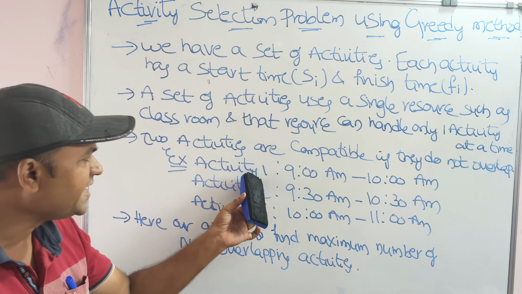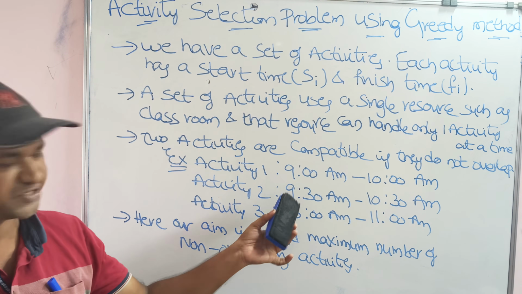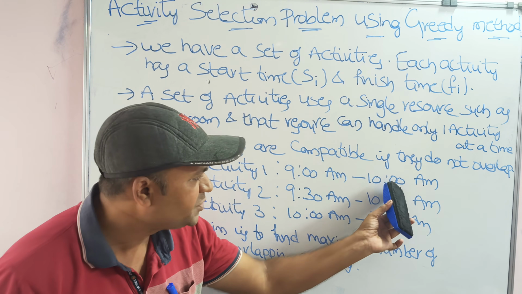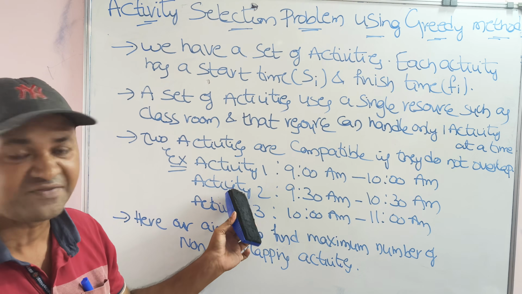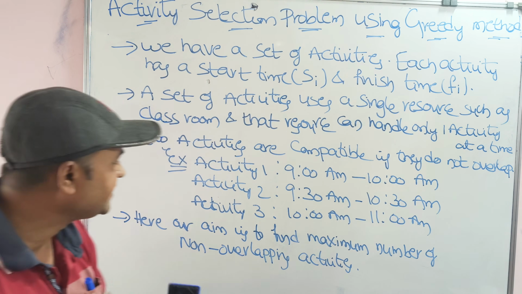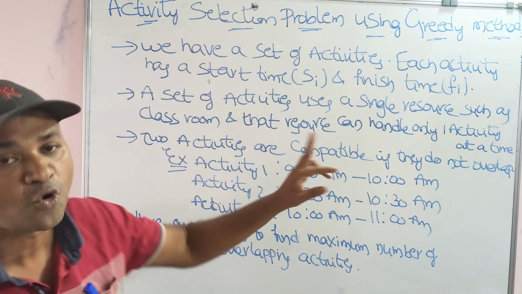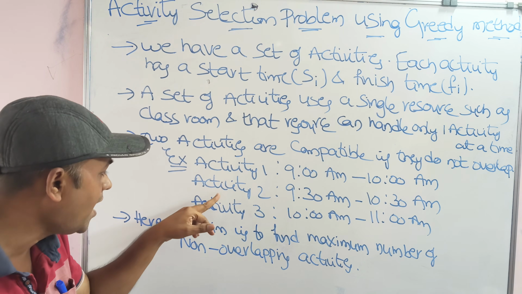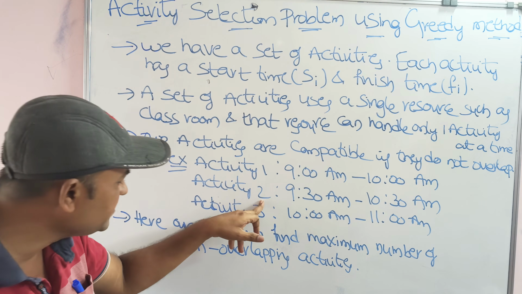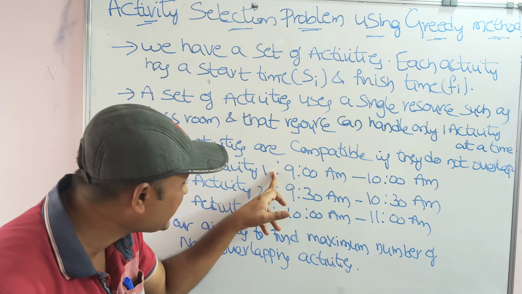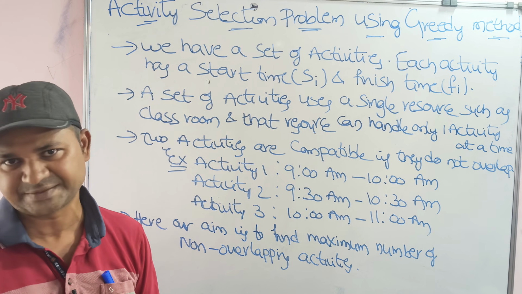First, we can conduct activity 1. We can conduct the classwork for first year students. The timings are from 9 to 10 a.m. But what about the timings of the second activity, from 9:30 to 10:30? Here activity 1 as well as activity 2 are overlapping. So we can't conduct the classwork for activity 2. Why? Because activity 2 is overlapping with activity 1. So we can say that these two are incompatible activities.